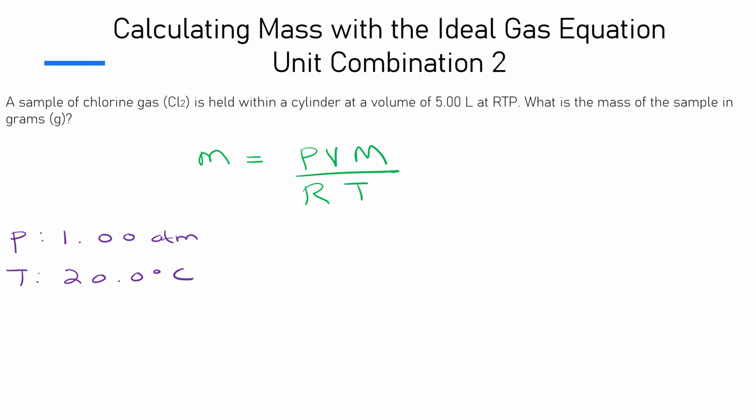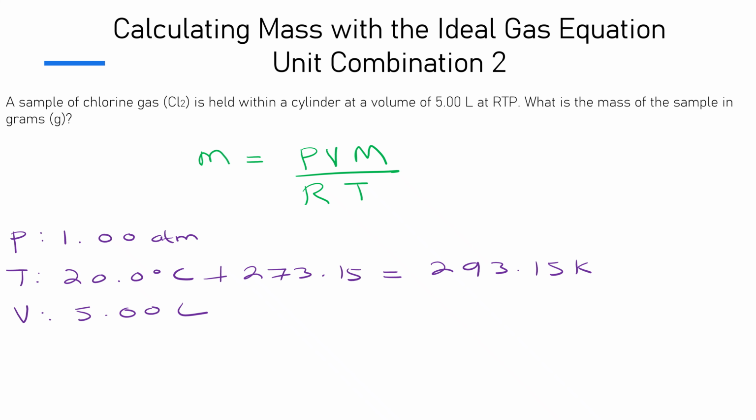However, our given value for temperature is in degrees Celsius. We need it in Kelvin. So we take 20.0 degrees Celsius and add to it 273.15 to get an equivalent value in Kelvin of 293.15 Kelvin. Our given value for volume is 5.00 litres, and litres is the unit we need for this unit combination.